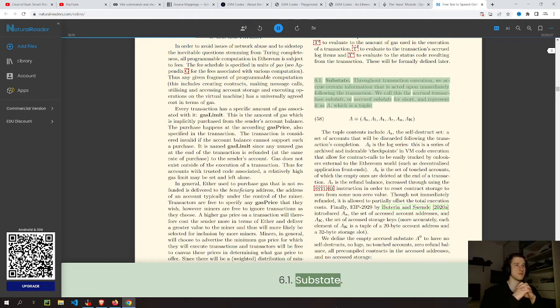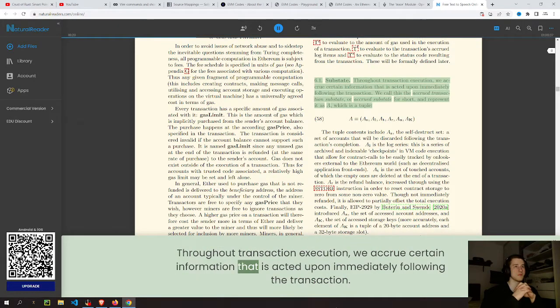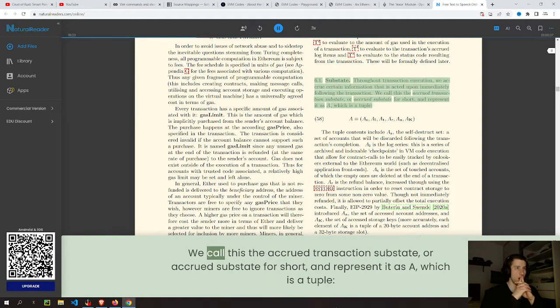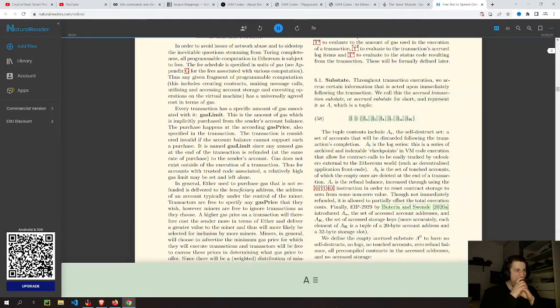6.1 Substate. Throughout transaction execution, we accrue certain information that is acted upon immediately following the transaction. We call this the accrued transaction substate, or accrued substate for short, and represent it as A, which is a tuple, A.